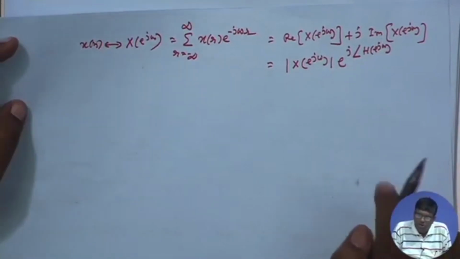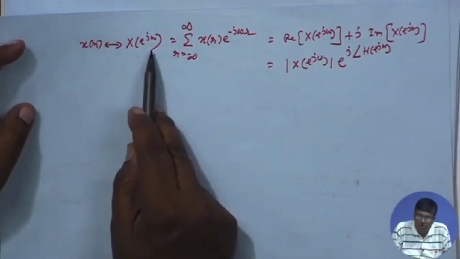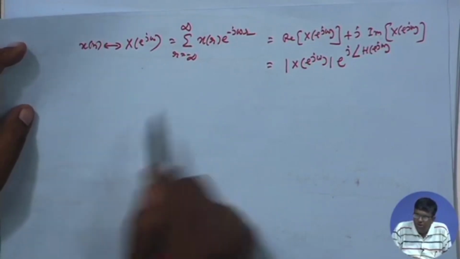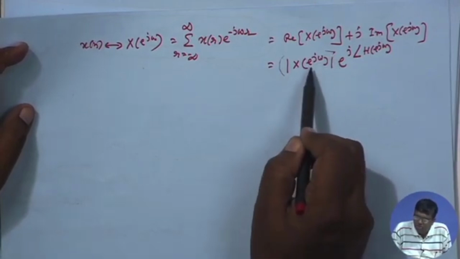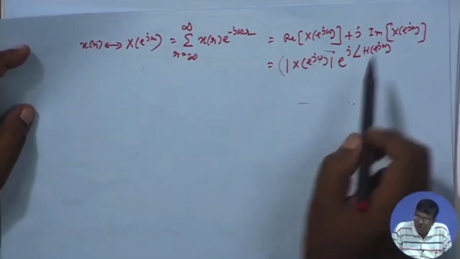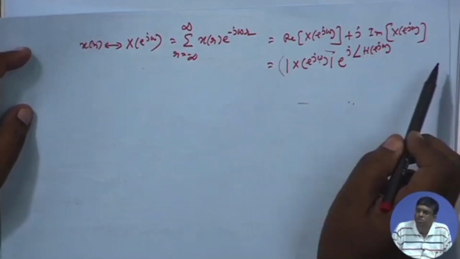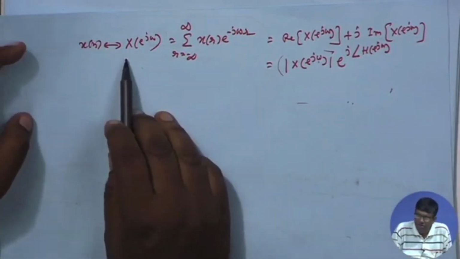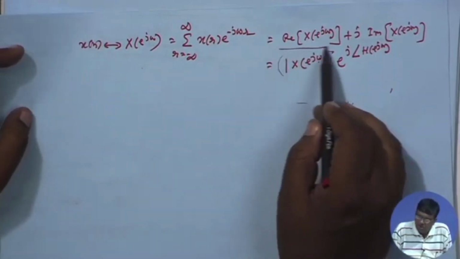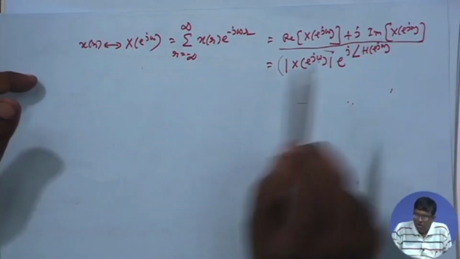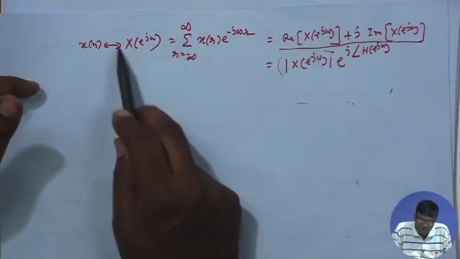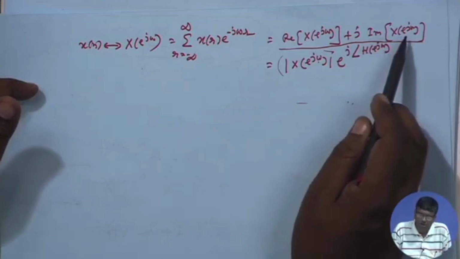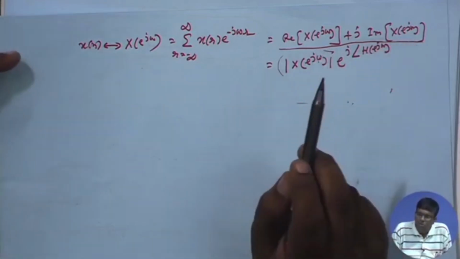Now, either way, if you want to plot this capital X of e to the power j omega versus omega, you need to plot two things. Here you need to plot the magnitude part as a function of omega and the phase angle as a function of omega. Two things are required, and only then do you get a complete description of x. Alternatively, in rectangular form, you again need to plot the real part of this DTFT versus omega, and the imaginary part of the DTFT versus omega. Then only you get a complete picture.